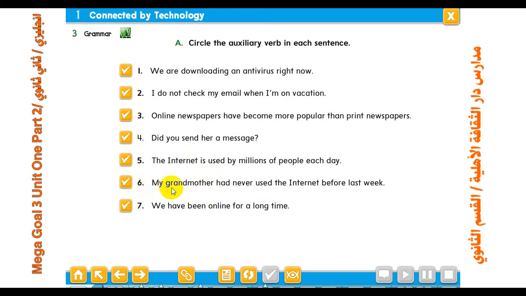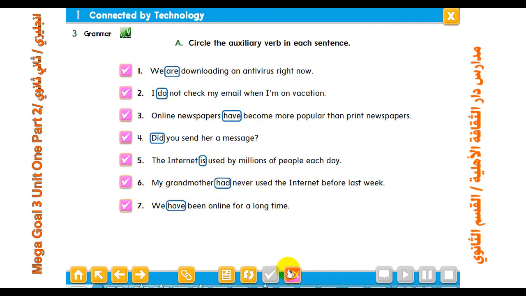Number 6, my grandmother had never used the internet before last week. The auxiliary verb is had, and it is followed by the past participle used, and this tense is the past perfect tense. Number 7, we have been online for a long time. The auxiliary verb is have, and it is followed by verb 3, which is been. Okay, now let's have a look at all the answers.